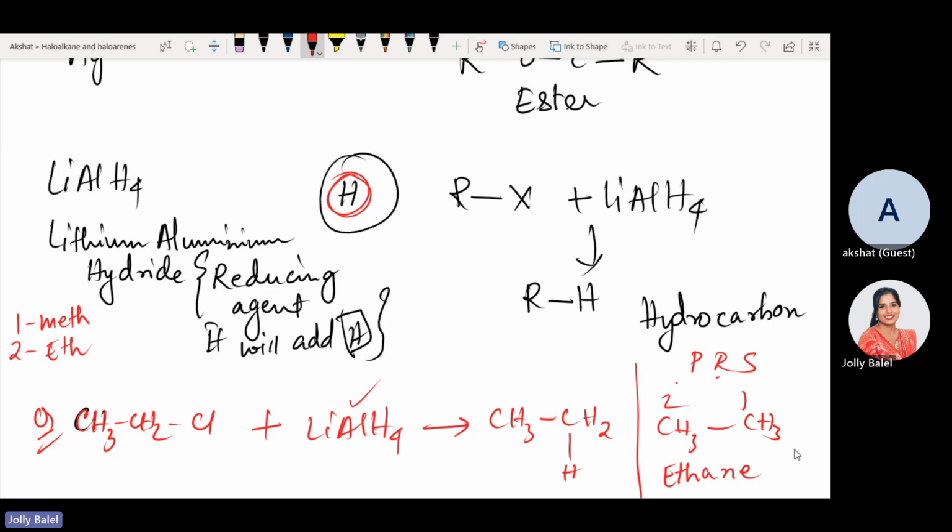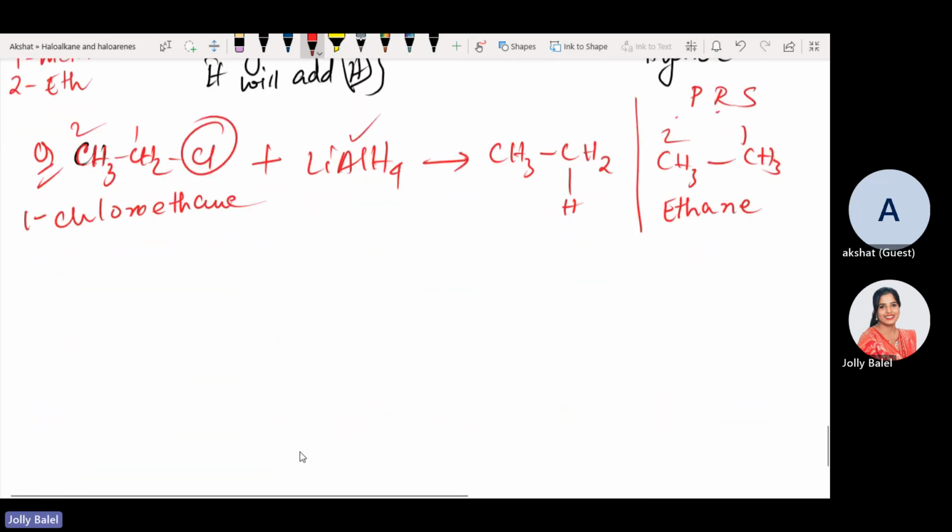Why are you making things complicated? Simple, na? 2 carbons are there, all are attached with single bond. It will be simple ethane. Right? So here, the prefix was there, chloro. How many carbons? 1, 2. So 1 chloroethane. Right? Okay. Understood? Yeah. So let's move ahead then.